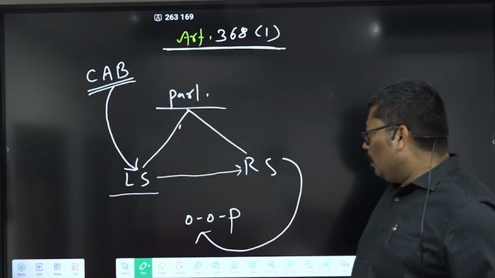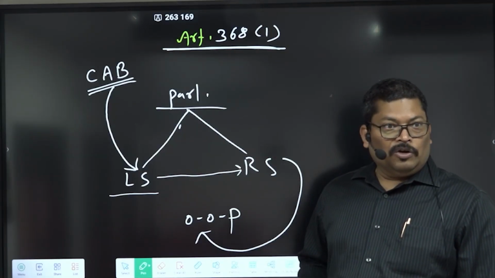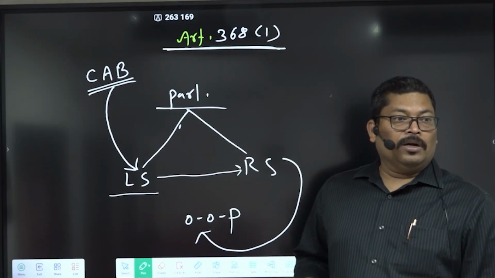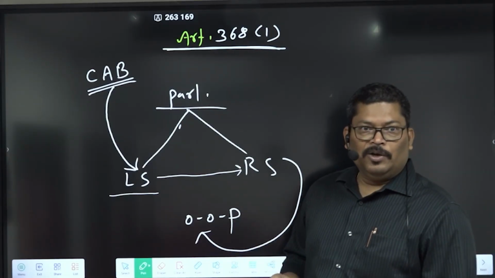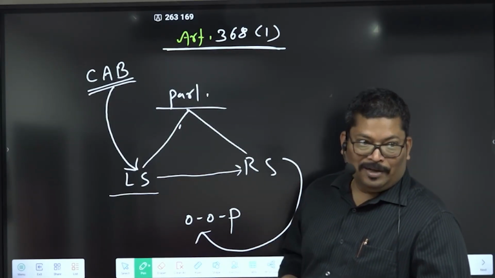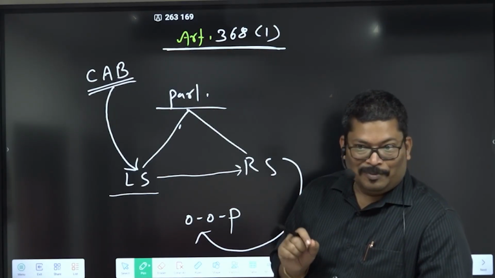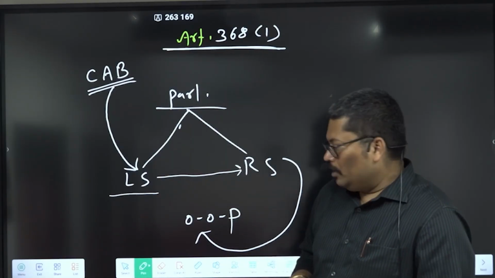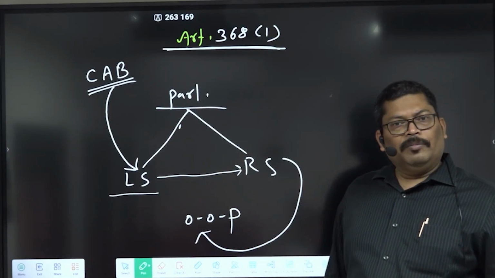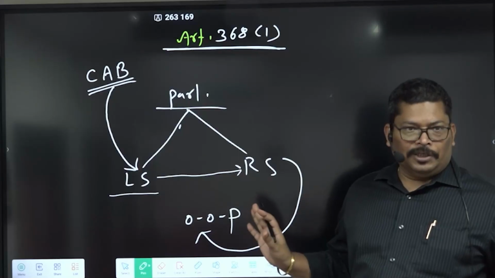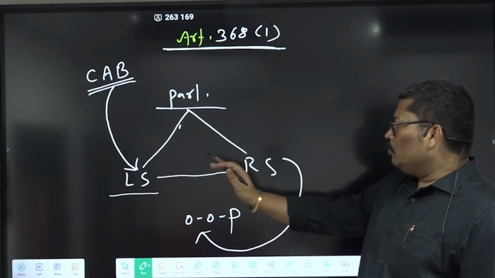And remember, after getting assented to by the President of India, the Constitutional Amendment Bill becomes a Constitutional Amendment Act, and the required changes will be made by issuing a notification by the Government of India. Is it okay? So, after getting assented to by the President of India, the amendment procedure will complete.